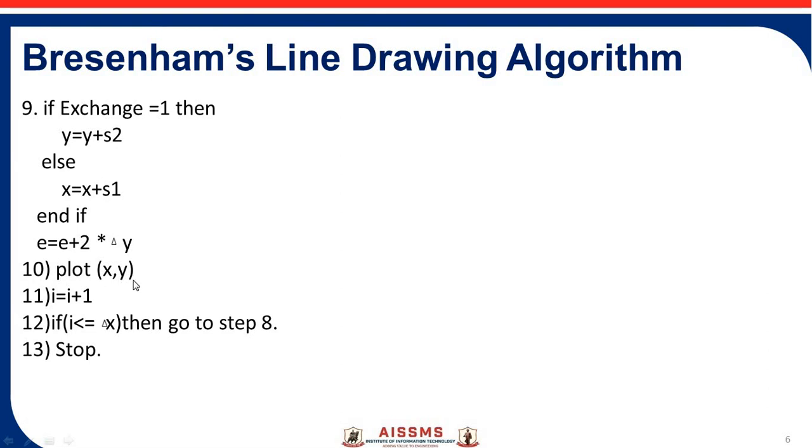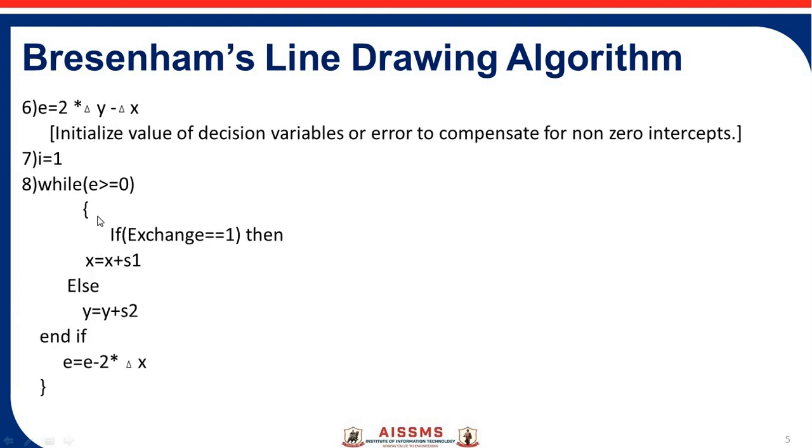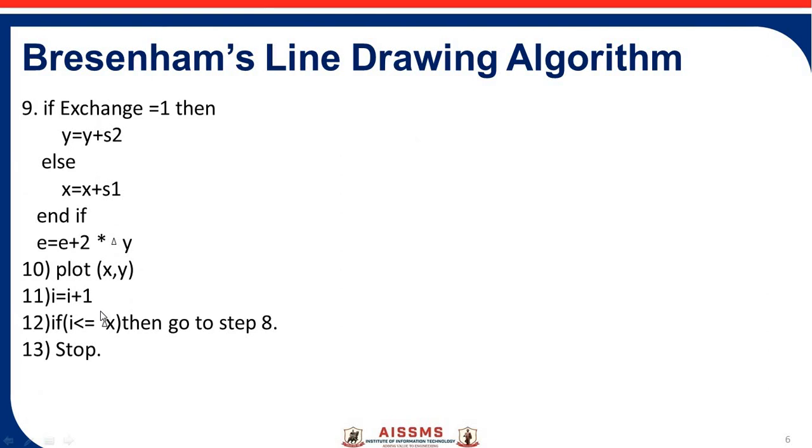Plot the pixel x, y, and increase the value of i for the second iteration, till the iteration i value is less than del x. We have to execute step number 8 and 9 depending on the e result again and again. Finally, end. We will get all the pixels to plot a line to display the line on the screen.